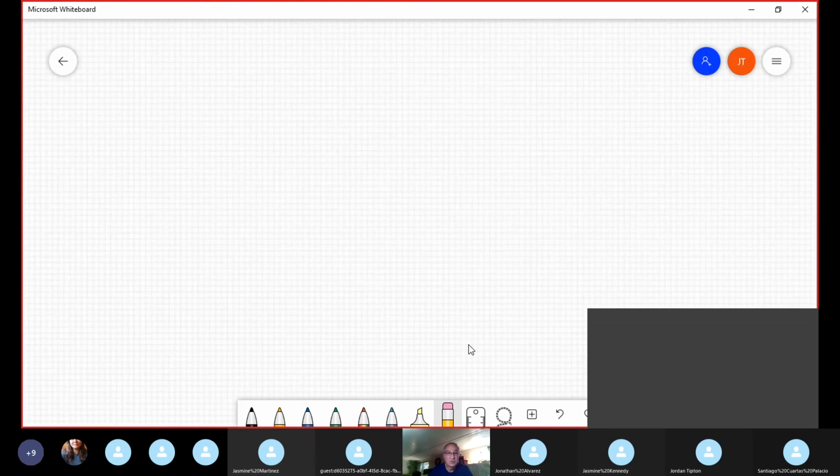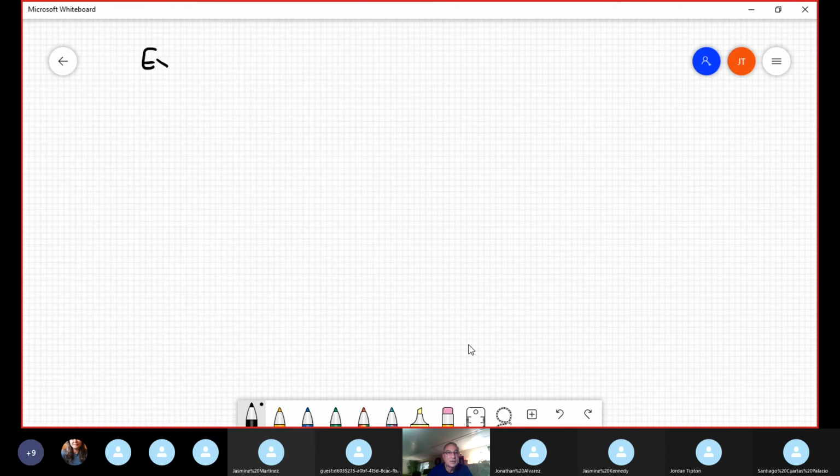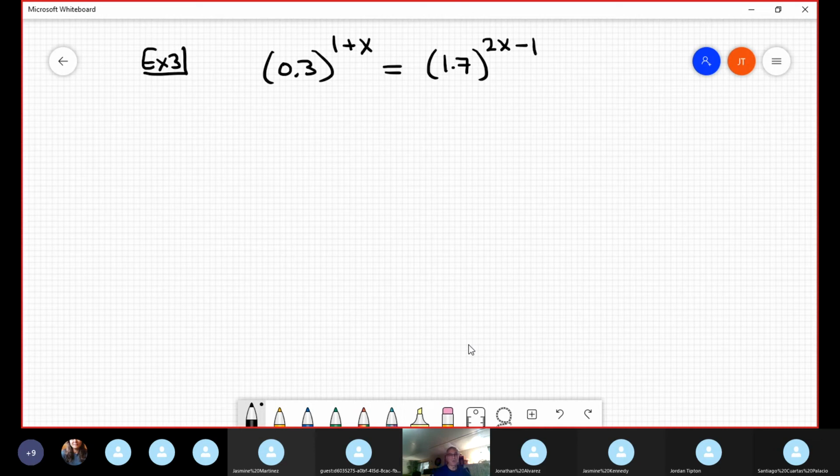Look at that. Suppose this is the equation, example 3: 0.3 raised to the 1 plus x is equal to 1.7 raised to the 2x minus 1. Wow. It's obvious that the bases are completely different. It's obvious that this is ugly, it's not nice. It's impossible to try to express both terms using the same base. It's a job impossible.